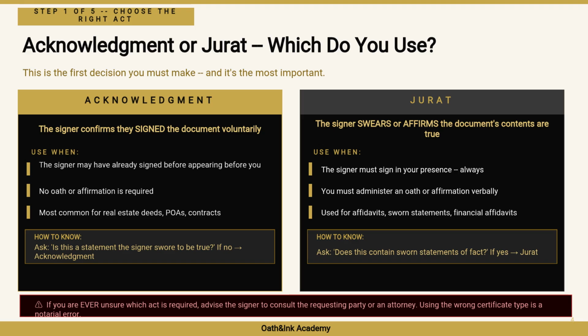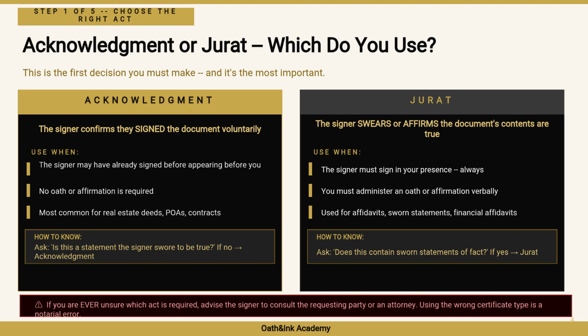Next, the jurat. This is completely different. A jurat requires the signer to swear or affirm under oath that the contents of the document are true, and with a jurat, the signer must sign in your presence, always. You must also verbally administer an oath or affirmation before they sign. Affidavits and sworn statements use jurats.